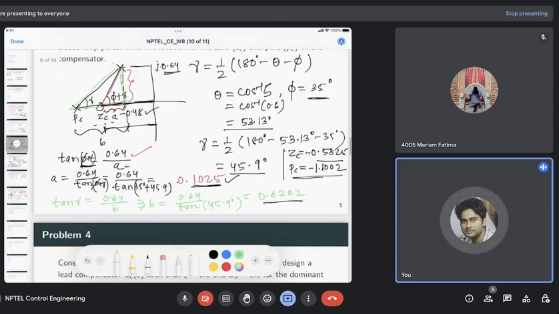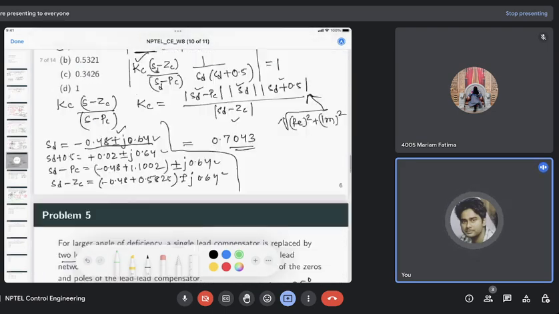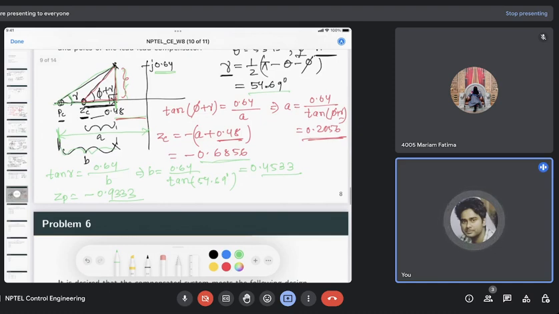Okay, if you don't want to remember this formula, then you can always construct this triangle and also compute the 0 and pole location of this lead compensator.